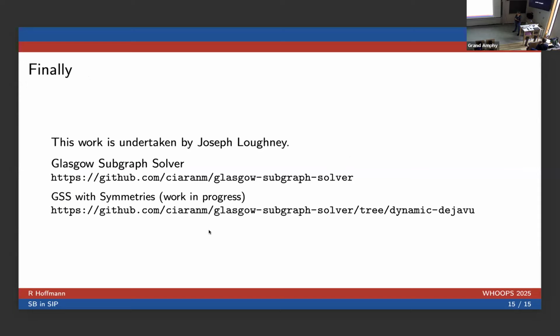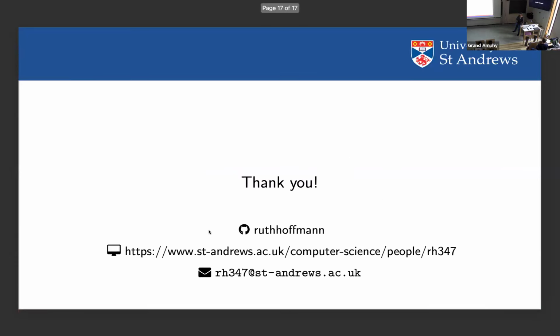He is working on the subgraph solver at Kieran, and there is a separate branch that you can go in and start messing around with. I'm quite happy to have questions, hard or easy ones, and suggestions as to what we can do better, or how this could look in proof logging. Thank you.